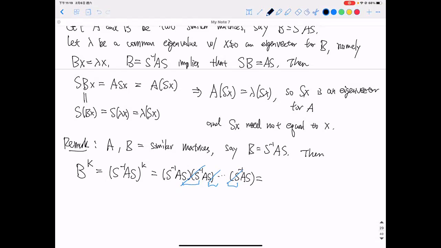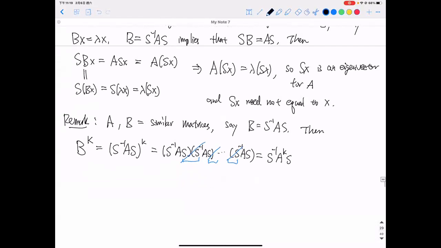So what happens is that the product here can be simplified to S inverse A, well, how many copies of A? K copies of A, S. So B to the K, so A to the K and B to the K are also similar.